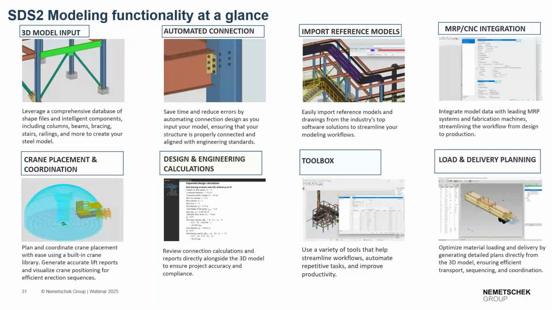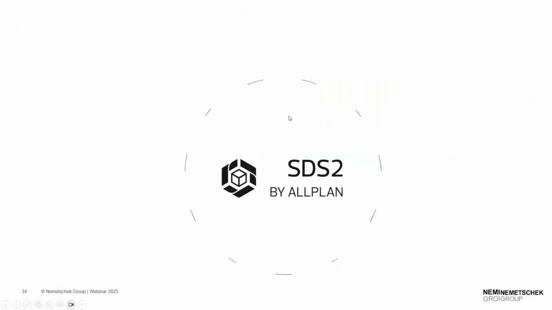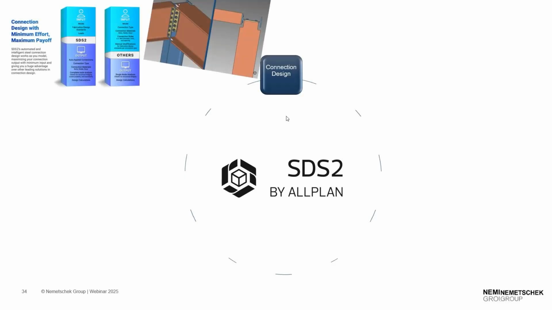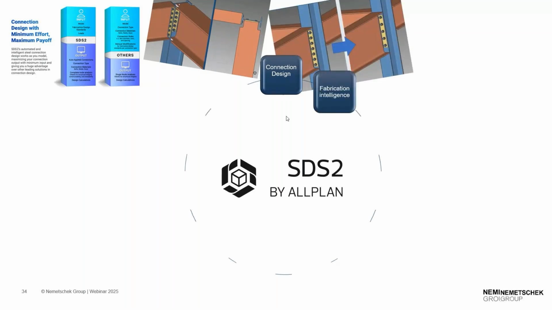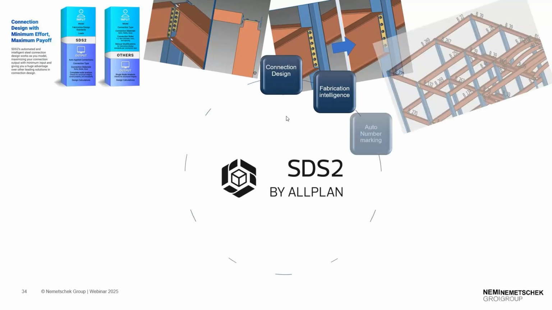Now we'll jump on to the SDS2 functionalities. What does SDS offer? What are the key features? The first and foremost key feature of SDS is connection design. SDS gives you fabrication intelligent connections. SDS has an auto piece marking feature. We are going to cover all these in coming slides.